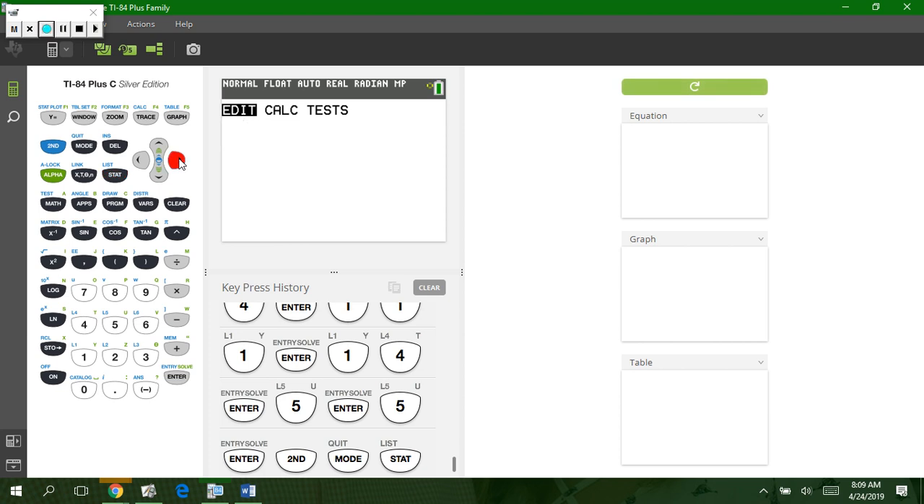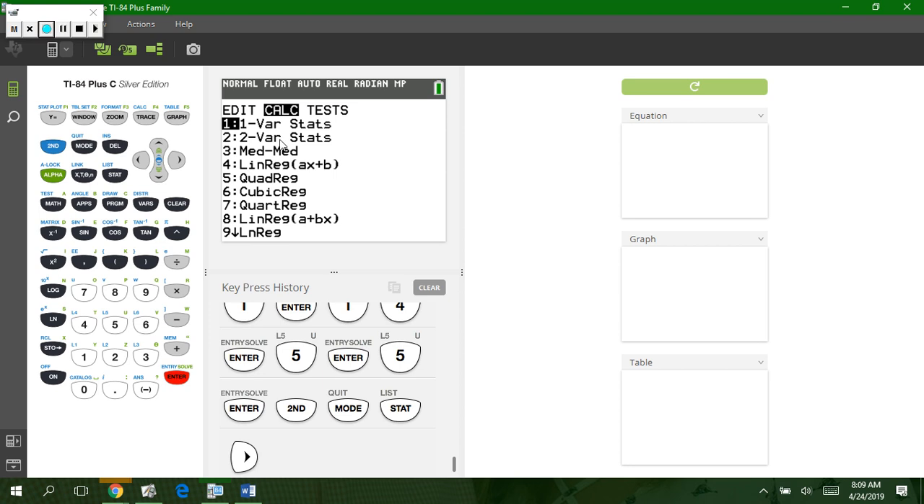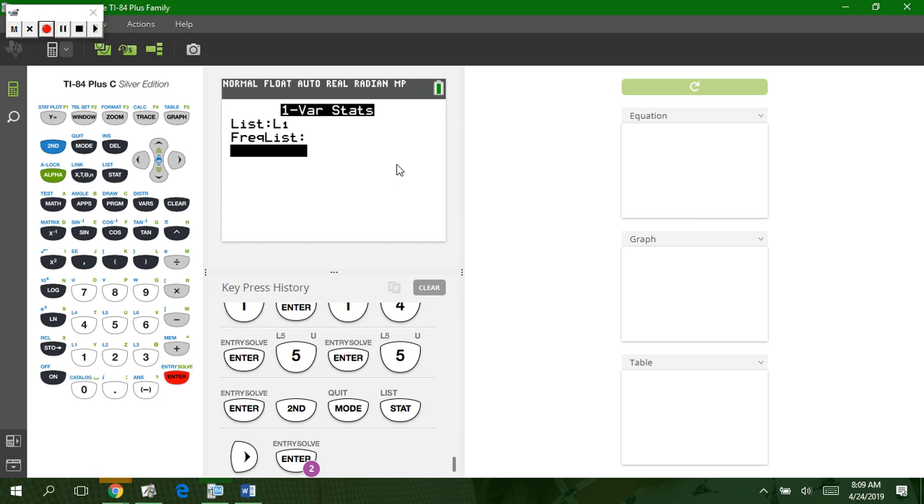Go back to stat, and I can calculate some 1 var stats. So calculate 1 var stats. Does anybody have an 83 here today? Okay, I just want to see. If you have an 83, it's the same thing. The only thing different is, as I hit 1 var stat, I went to this table. If you have an 83, it goes back to the main screen, right? And you need to know, where did you put your list? I put my list in L1. Does that make sense? Anybody have questions there? So therefore, I can just hit enter, and then I'm going to hit calculate.